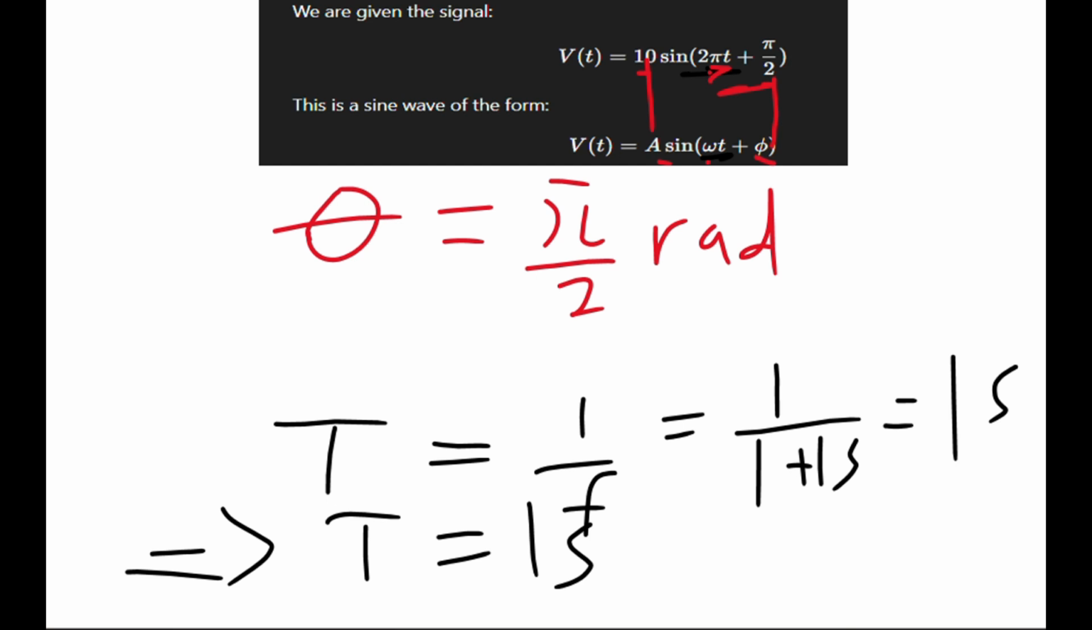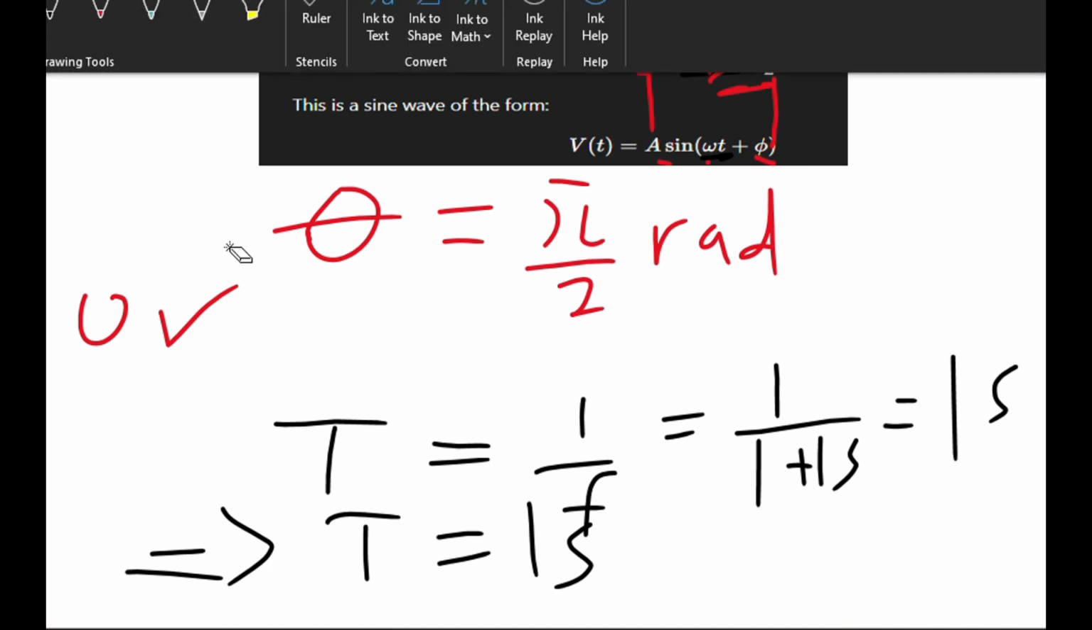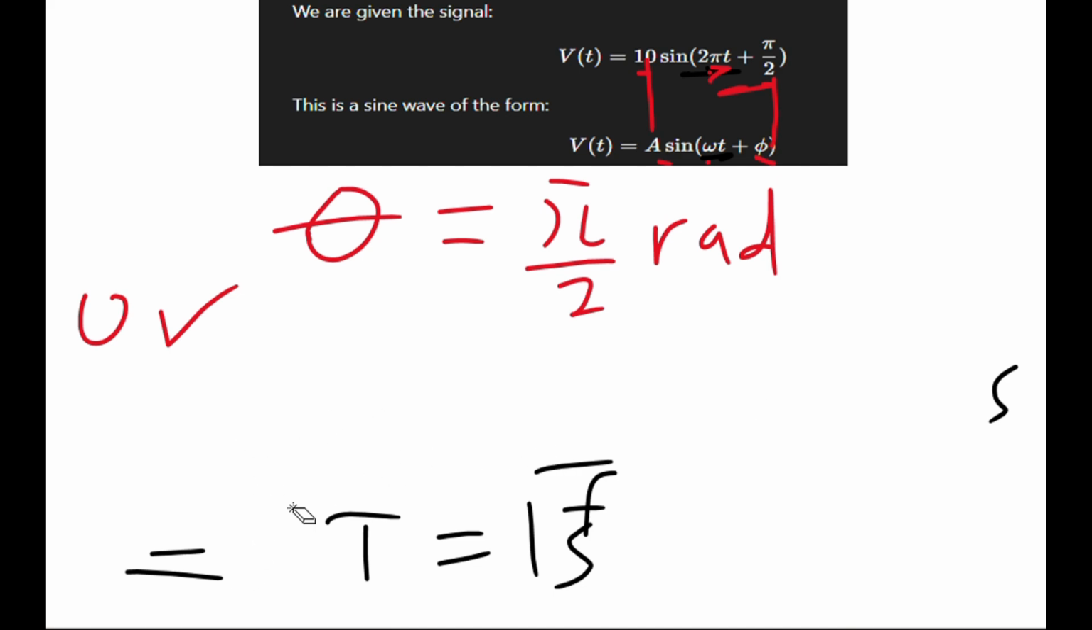Good. And then we can convert this pi over 2 rad to degrees. Yes, so the question can ask you to find the phase angle in degrees. So if that is the case, let's do that conversion too and see how that conversion also works, right? Okay, so I think we are set to go.